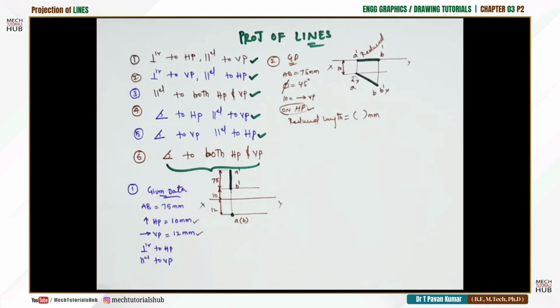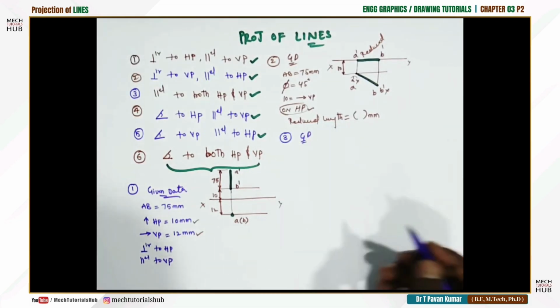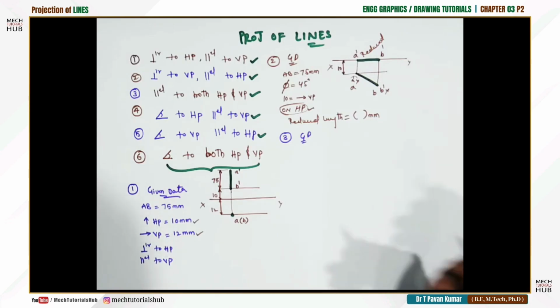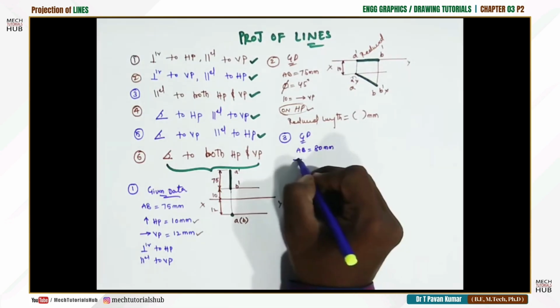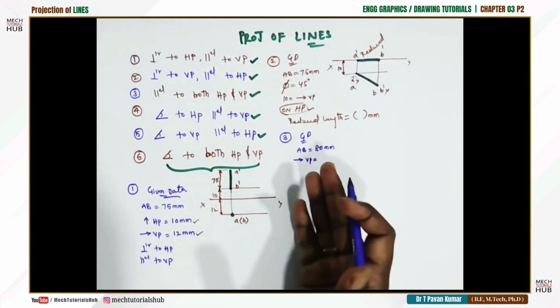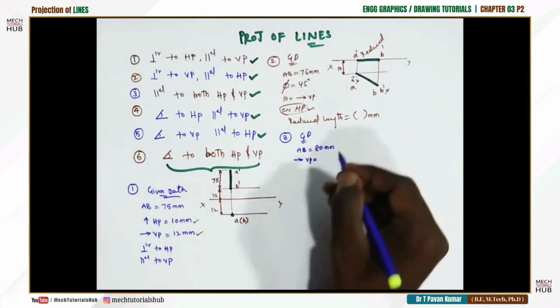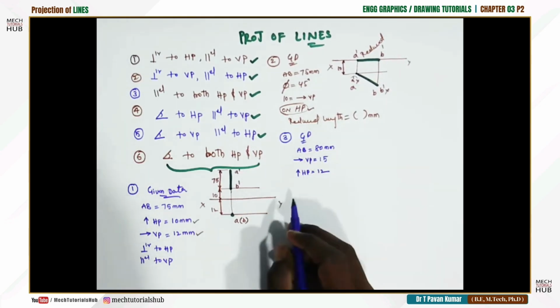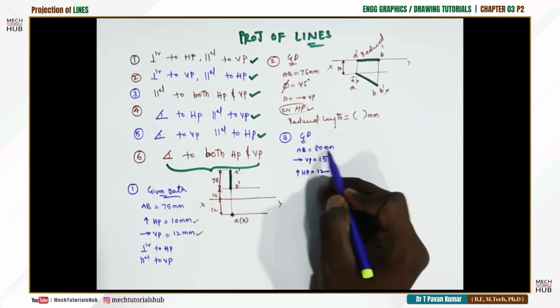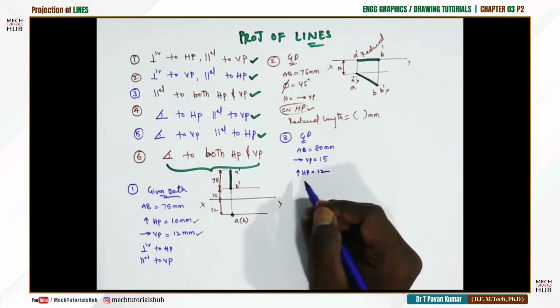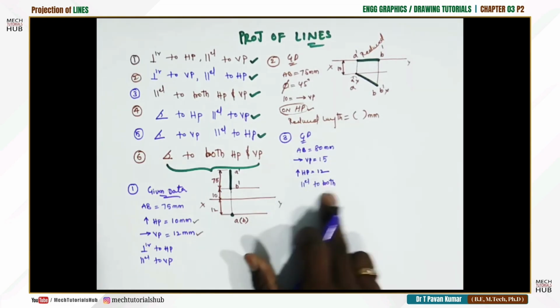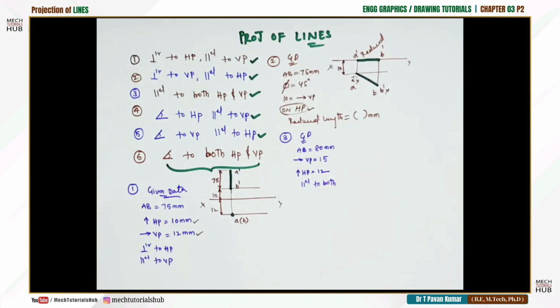Now let us consider one more question. Given data: a line AB of 80 mm length, placed at a distance of 15 mm above the HP and 12 mm in front of the VP. A line AB of 80 mm length, placed at an in-front distance of VP. In front is nothing but obviously meant for VP only. Let us consider 15. Okay, this is the data given. Now what is the position? A line AB of 80 mm length, placed at a distance of 15 mm in front of VP, 12 mm above the HP, and it is parallel to both the planes. Parallel to both is nothing but VP and HP. We have only two planes, so obviously it is the vertical plane and the horizontal plane.